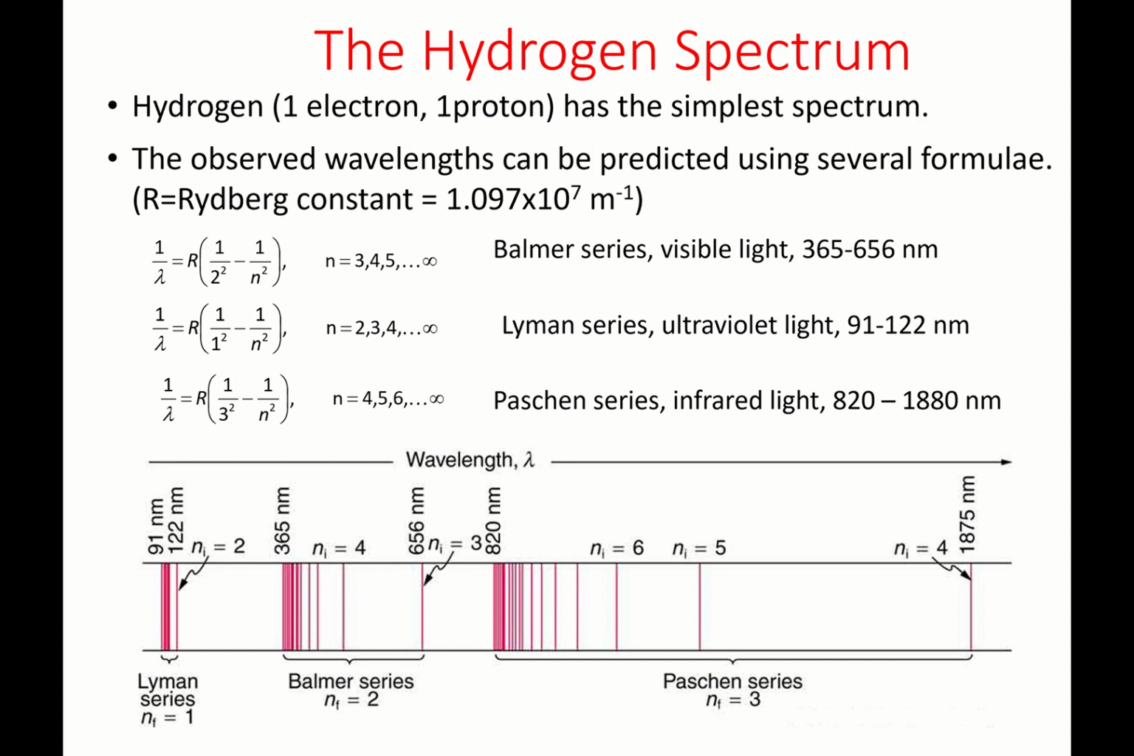Then they found 2 more series, the Lyman series in the ultraviolet, where 1 over the wavelength was the Rydberg constant times 1 over 1 squared minus 1 over n squared, where n was a number bigger than 1, and the Paschen series in the infrared, where 1 over the wavelength was the Rydberg constant times 1 over 3 squared minus 1 over n squared, where n was bigger than 3.